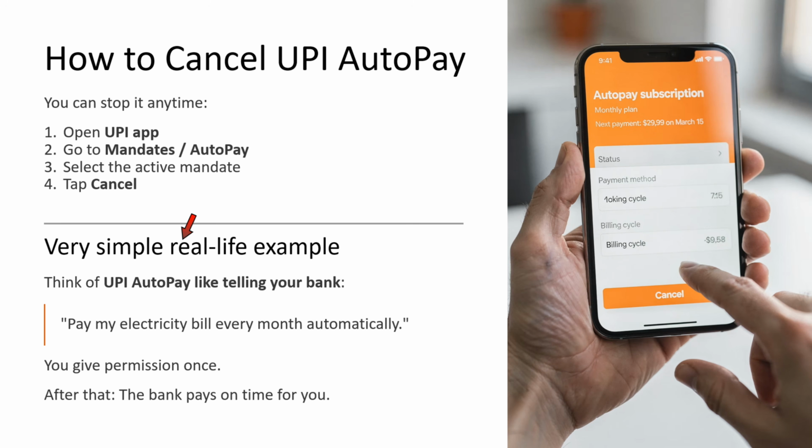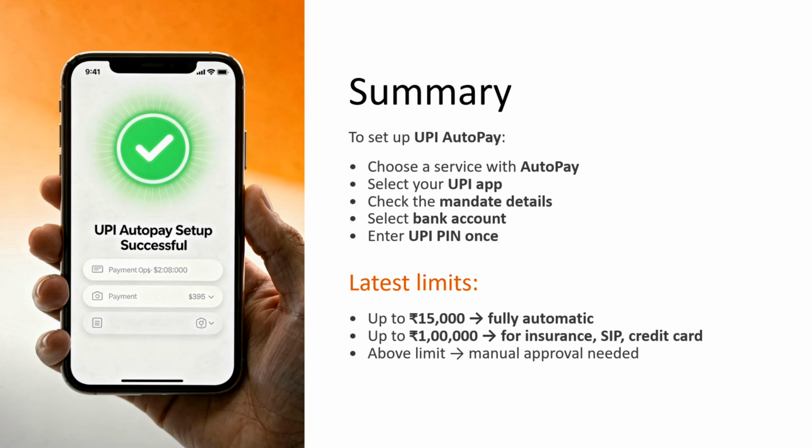Very simple real life example. Think of UPI AutoPay like telling your bank, pay my electricity bill every month automatically. You give permission once. After that, the bank pays on time for you. Here you can see the summary of whatever we have discussed.